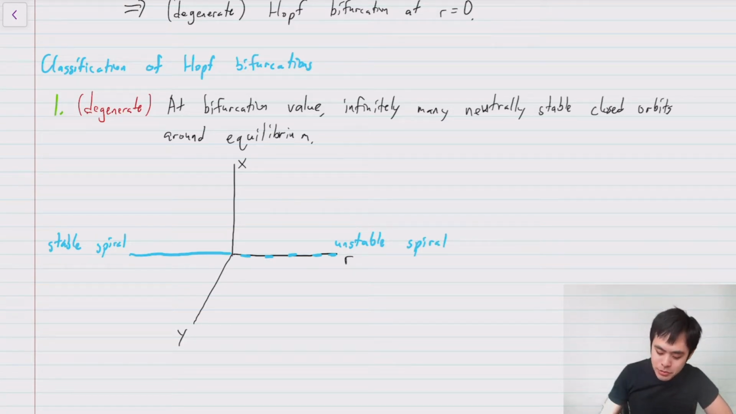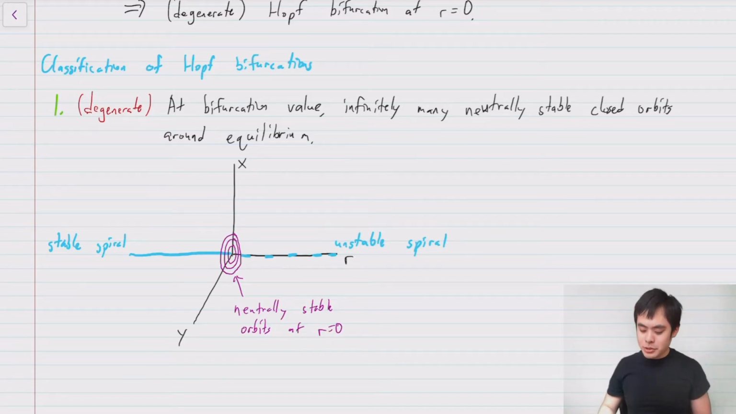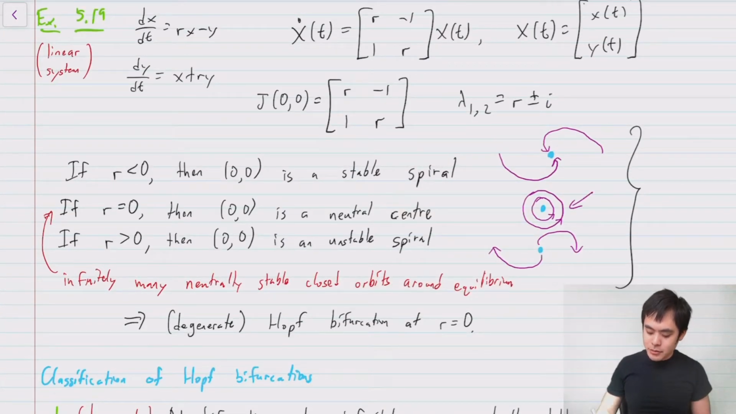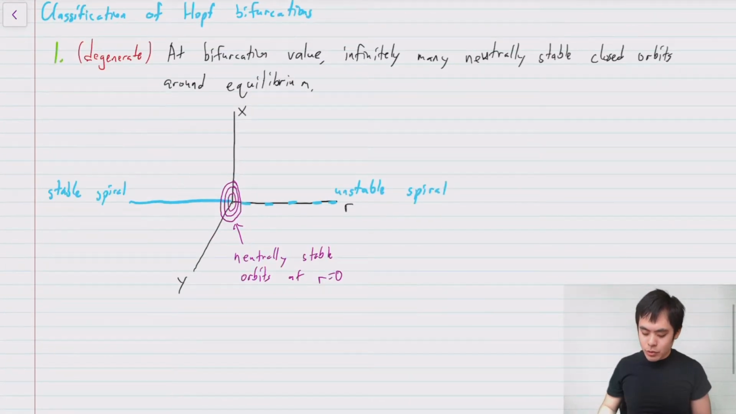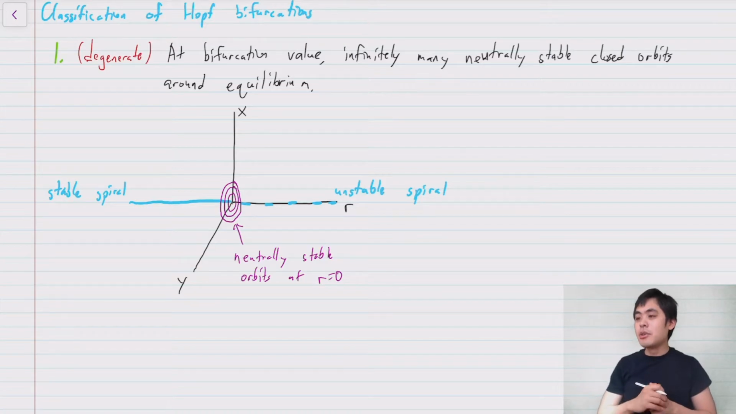So this is a neutrally stable center, and so at that point you have infinitely many neutrally stable orbits at r equal to 0. And this is because what we're basically doing is we're taking these circles up here and we're putting them sideways in this xy plane, and at r equal to 0, you have these neutrally stable circles.